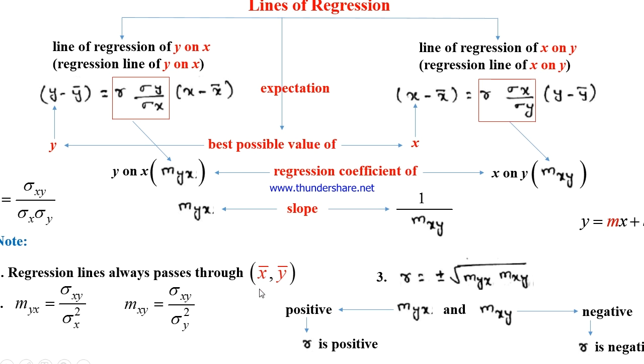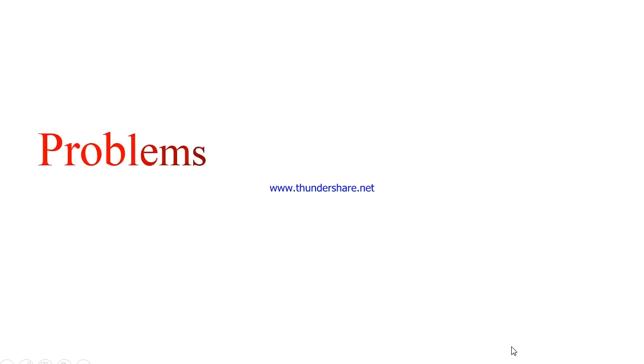Regression lines always pass through x bar comma y bar. You can find myx and mxy by using these two formulas also. And you can find the value of r by using this formula if regression lines are known to us. I hope you are comfortable with this. Now let me move to problems on them.